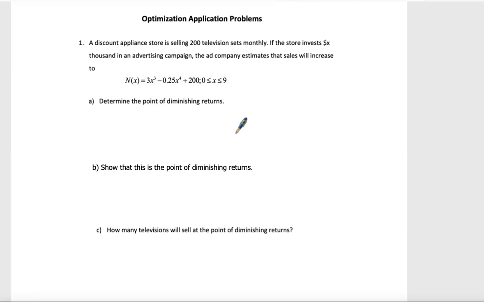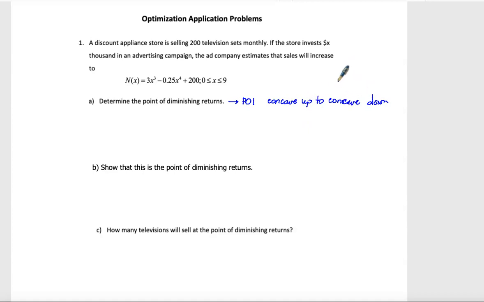So determine the point of diminishing returns. Now the point of diminishing returns is basically the point of inflection, where the concavity changes from concave up to concave down. So what does this mean? This means that we have to find the second derivative, and the second derivative changes from positive to negative.